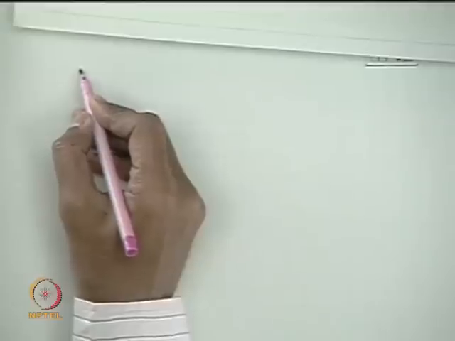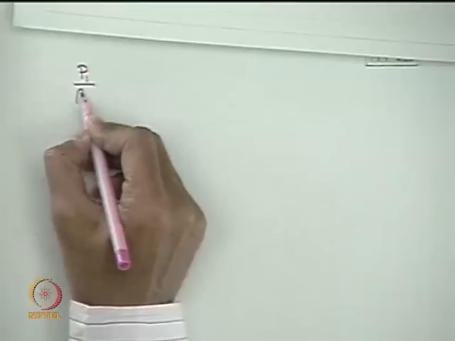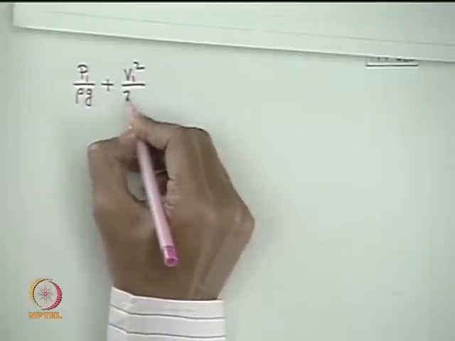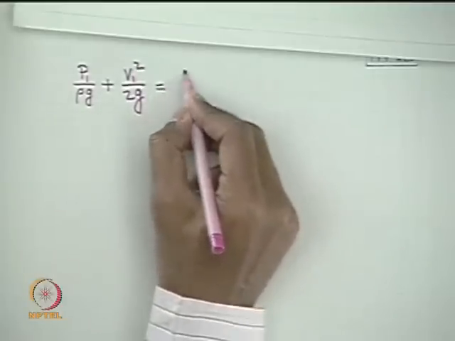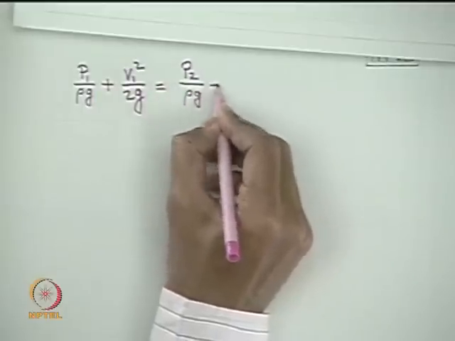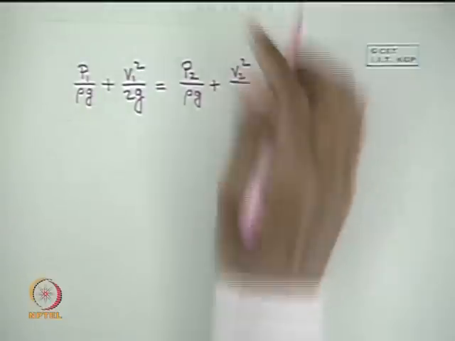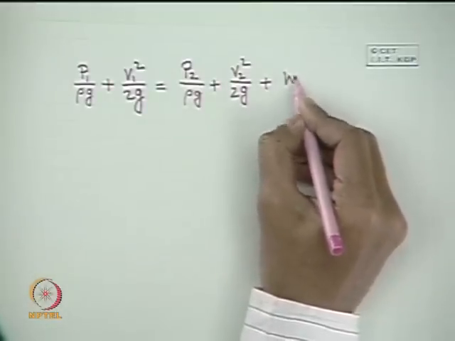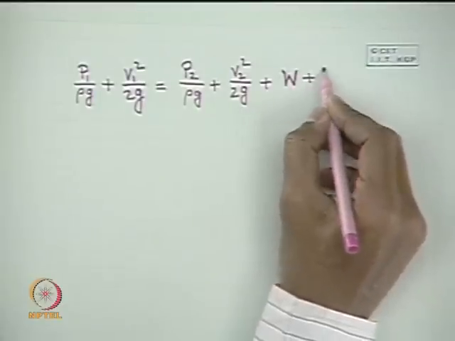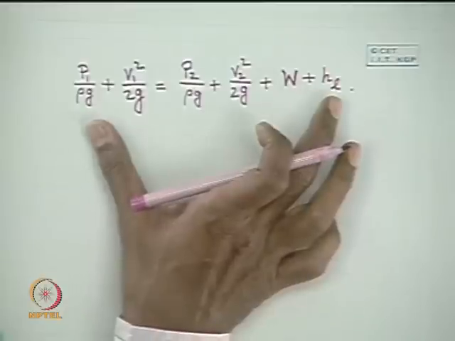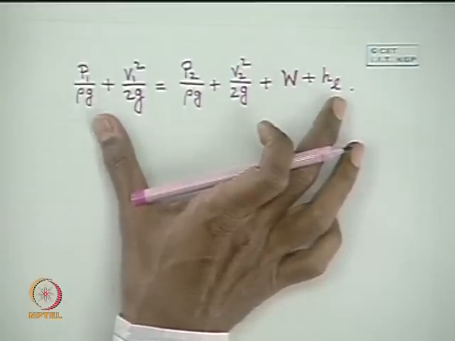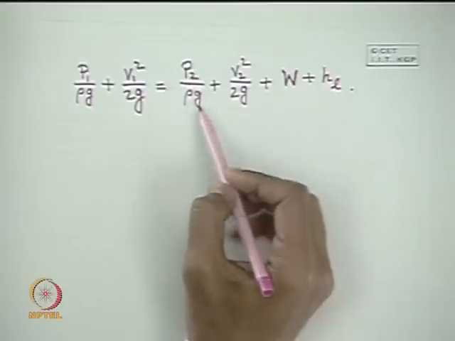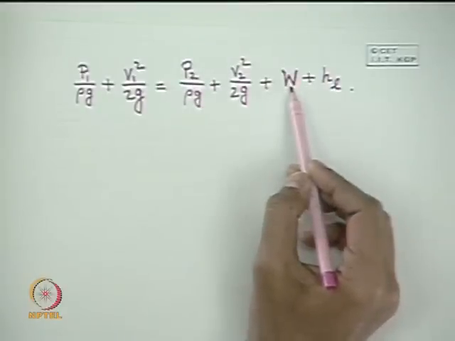If I write the Bernoulli's equation at the inlet and outlet of the runner, then what we get is P1 by rho g plus V1 square by 2g, where suffix 1 stands for inlet, that means the pressure head and the velocity head, is equal to P2 by rho g plus V2 square by 2g plus the work head W, that means simply an energy balance on a per unit weight basis, plus the loss HL. We consider the change in the potential head or the elevation between the inlet and outlet of the runner to be negligible. This is the inlet pressure head and inlet velocity head of the runner. This is the outlet pressure head and outlet velocity head of the runner, plus the work head and the head loss.